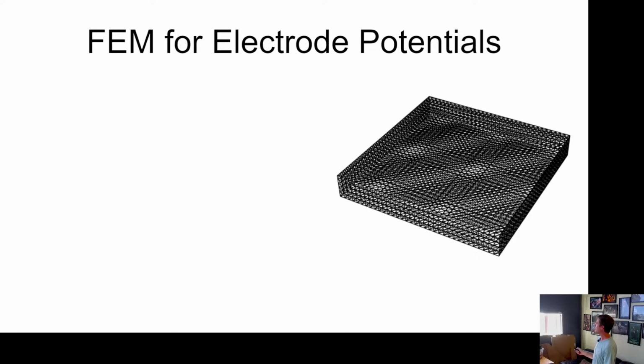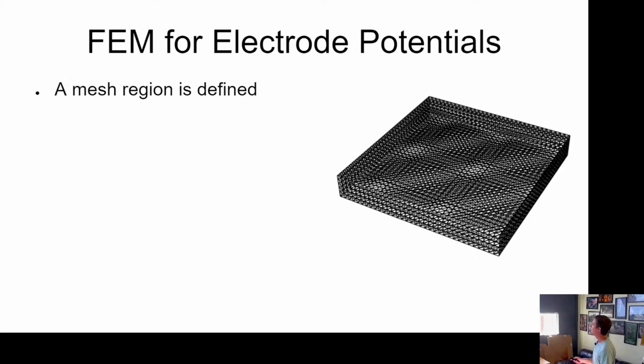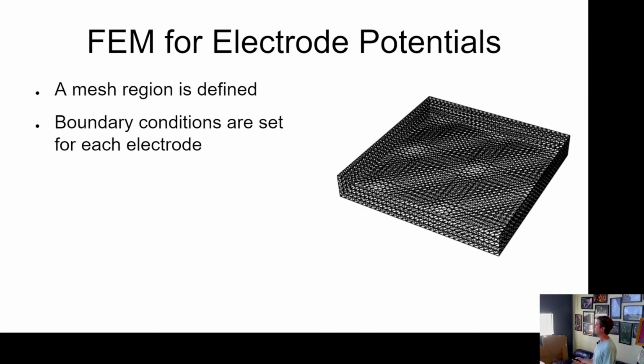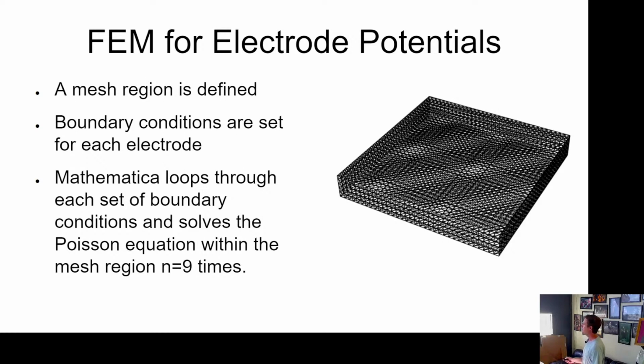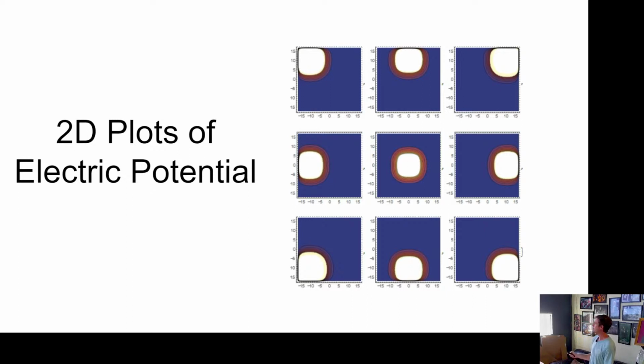So we need to model the 3D space that we want to actually sense in, and we can chop it up into little tiny pieces. So this is a mesh of the region. This is just a box with the sensor on the bottom. So we define the mesh region. We set our boundary conditions so that the voltage is applied to each of the 9 electrodes. And then Mathematica will loop through each set of boundary conditions and solve the electric field inside of this area 9 times.